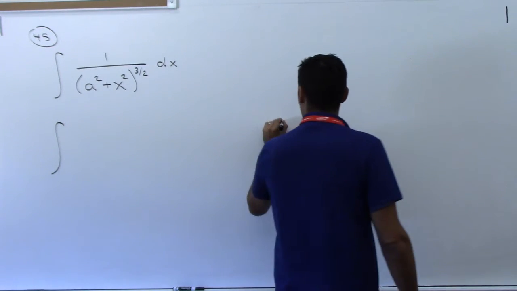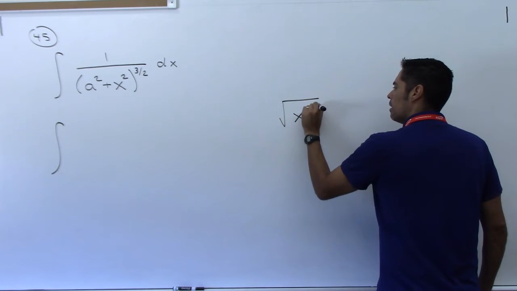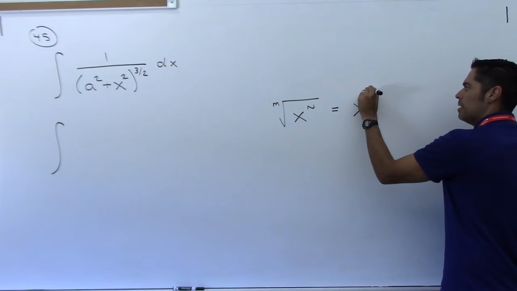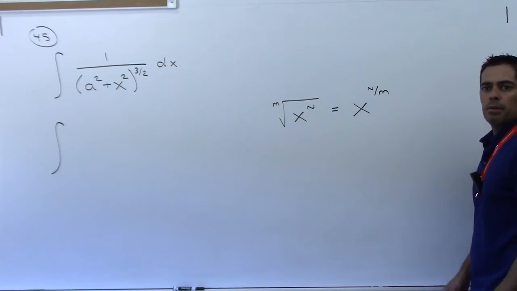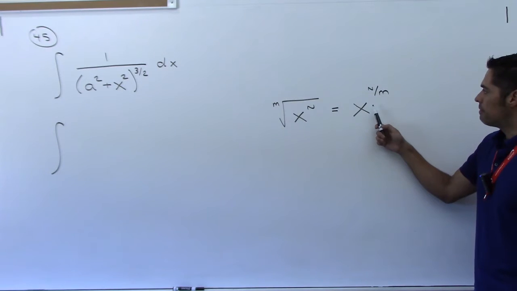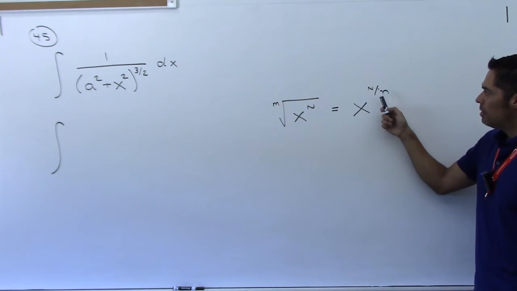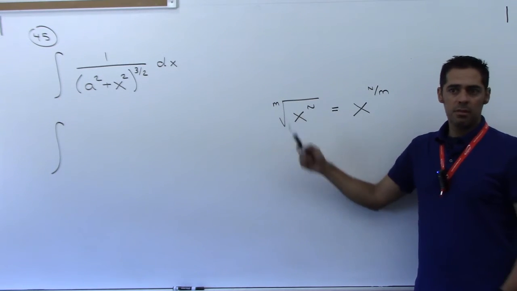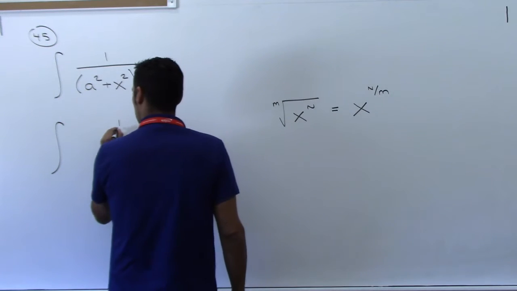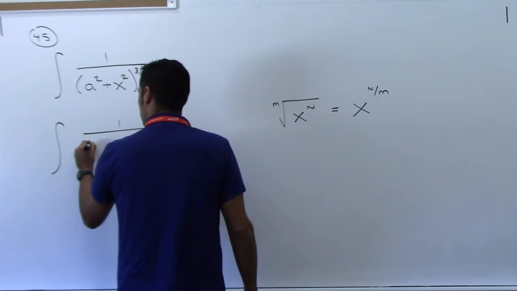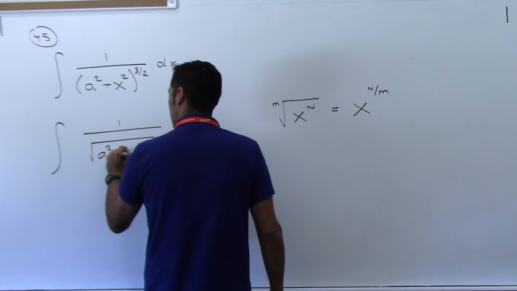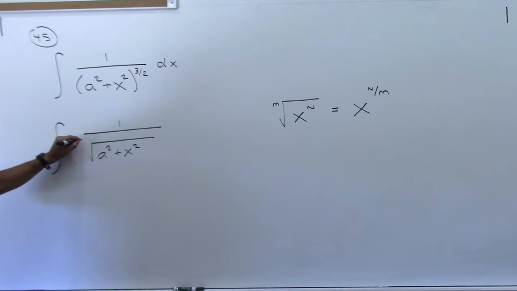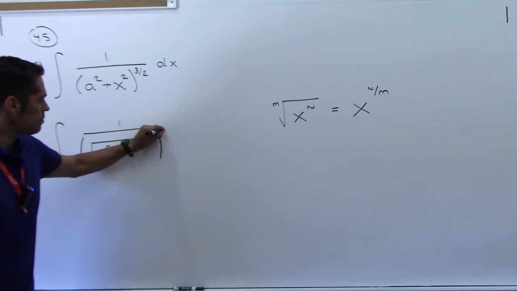If you have x to the n over m, when you do rational exponents, if you have a fraction as a power, the numerator is the power and the denominator is the root. So this is really the square root of a squared plus x squared, but then cubed. You can actually put the cubed on the outside.